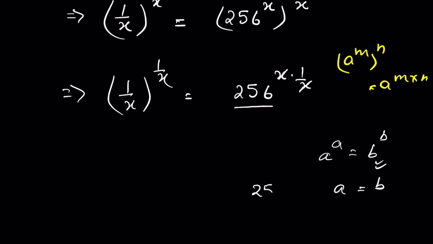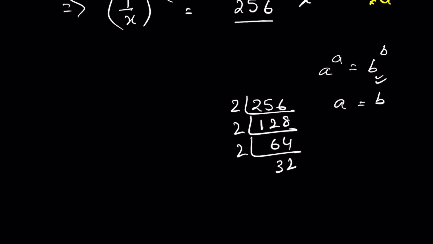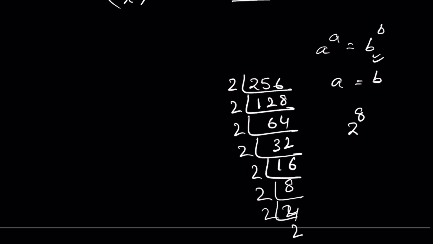256, if we factorize it: 2 times 128 is 256, 2 times 64 is 128, 2 times 32 is 64, 2 times 16 is 32, 2 times 8 is 16, and 2 times 4 is 8. If we write 2, then 2 to the power 8 is equal to 256, but we need to get both the base and exponent the same.